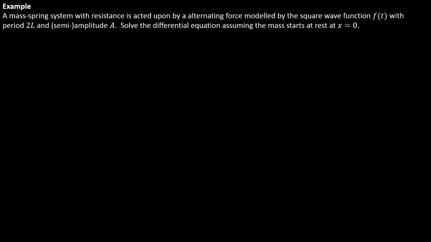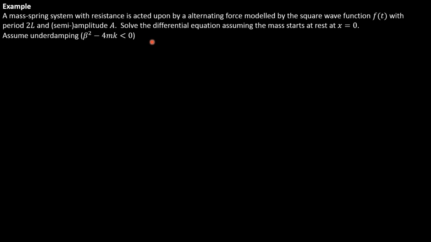And here we go. We're going to take a mass spring system, so it has a mass m, a spring with spring constant k, resistance beta, acted upon by an alternating force modeled by the square wave function with period 2L and semi-amplitude a. We're going to solve the differential equation assuming the mass starts at rest. We're going to assume underdamping for this problem. So we're going to assume beta squared minus 4mk is smaller than 0.